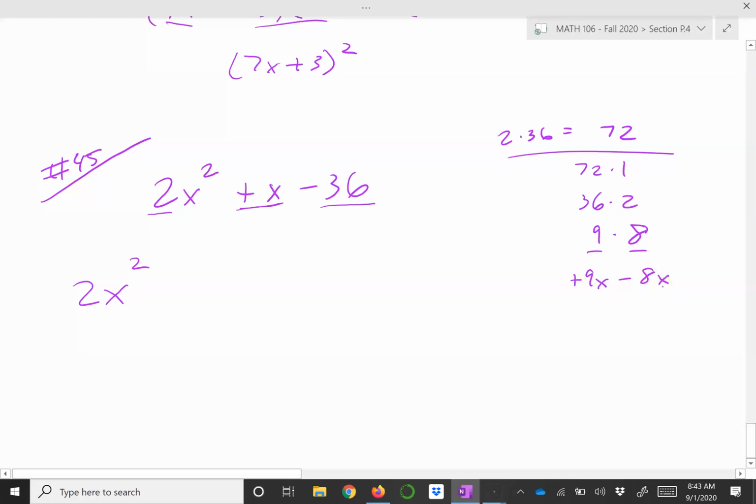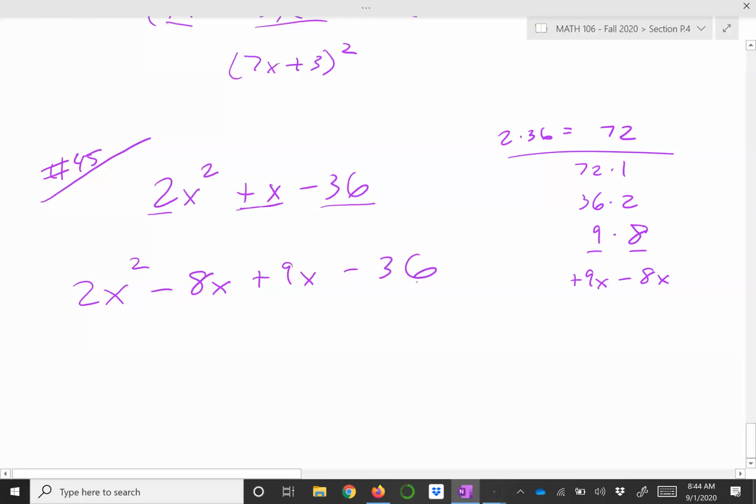Now, which one do you want to put with the 2? Because we're going to end up factoring by grouping. I don't want to put the 9 with the 2 because I can't divide 2 into 9 evenly. So I'm going to put the negative 8x first. I just changed the plus x into a negative 8x plus 9x, and then the minus 36 stays over there.